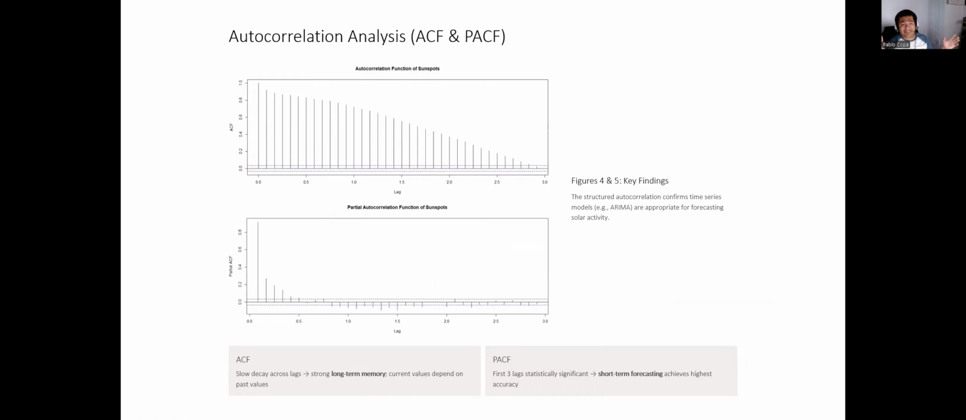For a wireless carrier, this can support planning. If recent sunspot activity is high, the company might monitor conditions more closely. If the pattern suggests increasing activity, the company can also prepare for possible signal interference. ACF and PACF results support the idea that time series models could be useful for forecasting solar activity.